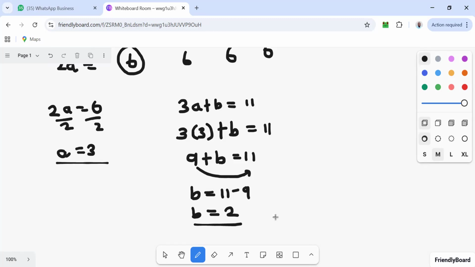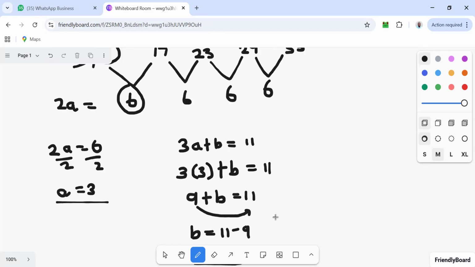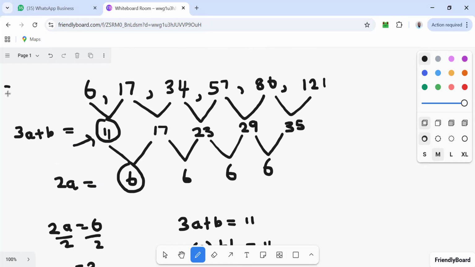Okay, so now I need to find my c. I'm going to use the rule a plus b plus c, which is equal to the first term of the quadratic number pattern. So I write a plus b plus c is equal to 6.